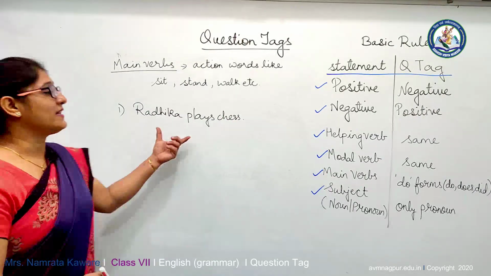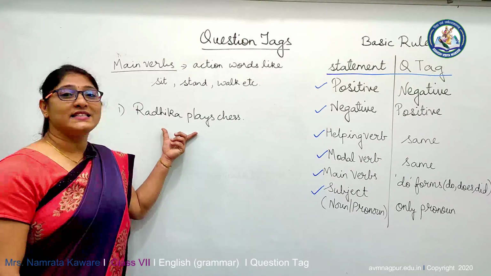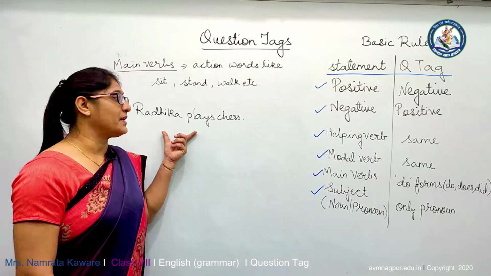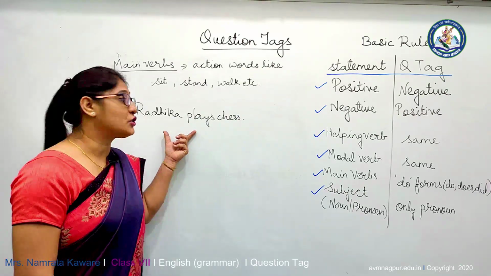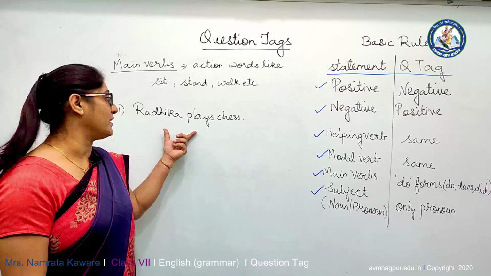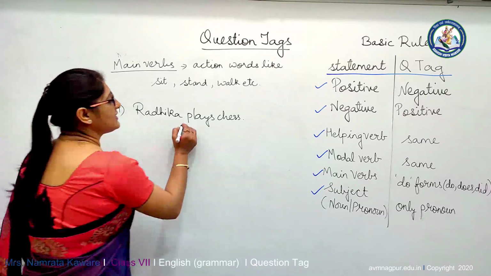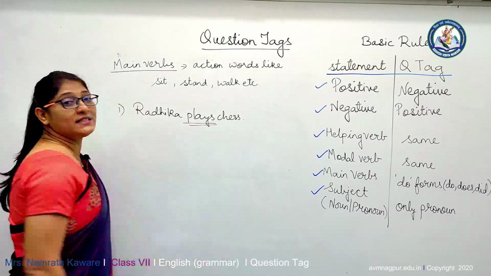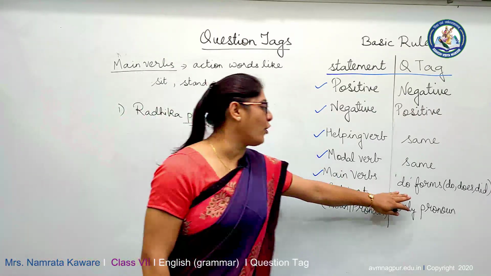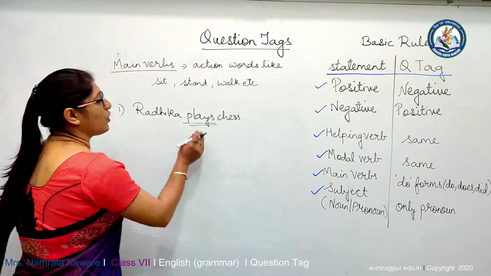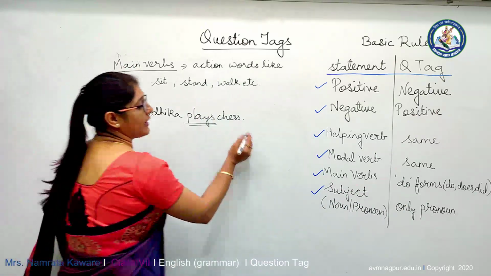Now here we can see words like is, am, are, was, were are not present over here. Neither is any modal verb like can, could, must, should, shall, etc. present over here. We only see one verb that is called the main verb. For main verbs, we write the do forms. Here we have got a verb with S, so we write does for it.